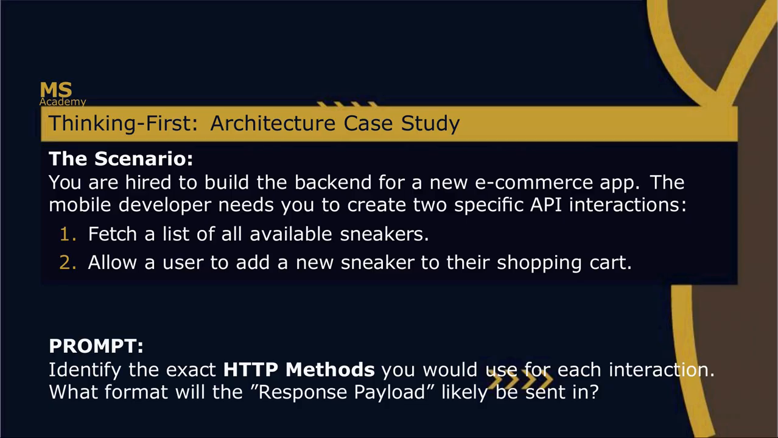So the prompt you are going to focus on is to identify the exact HTTP methods you use for each interaction, both interaction 1 and 2. So you need to identify the exact HTTP methods you use. Next, what format will the response payload likely be sent in?